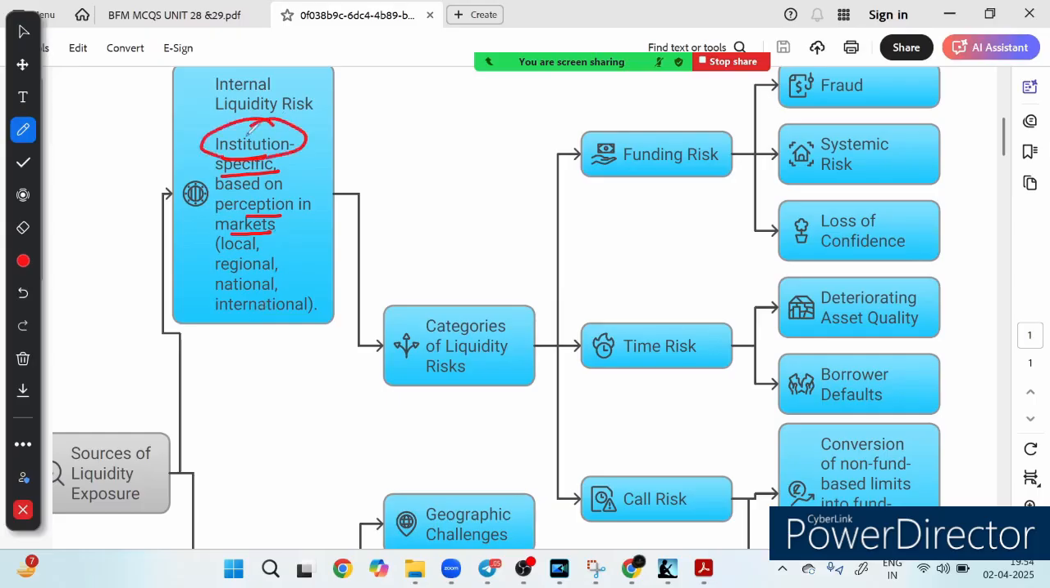That means a specific institution, like a specific bank, will struggle to get the money it needs to run its operation. This is called internal liquidity risk.